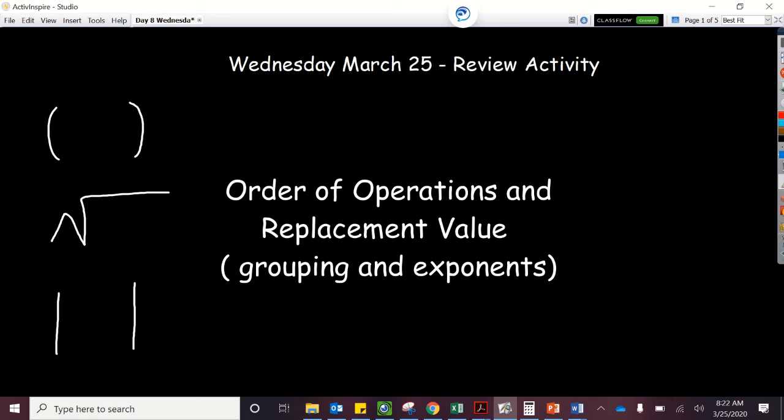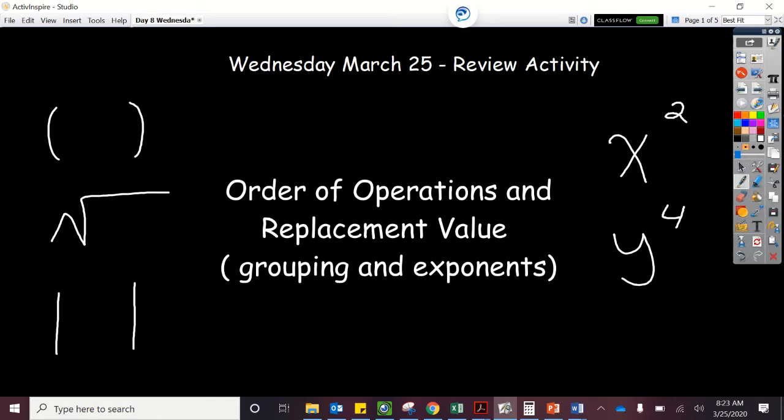With our exponents, you might have a variable. I'm just going to use a variable to represent any number. It could be squared, or it could be a variable maybe to the fourth power or to the third power. So we need to make sure that we understand what all of that means, because those were the two areas, with the grouping and the exponents, that we had the toughest time with.